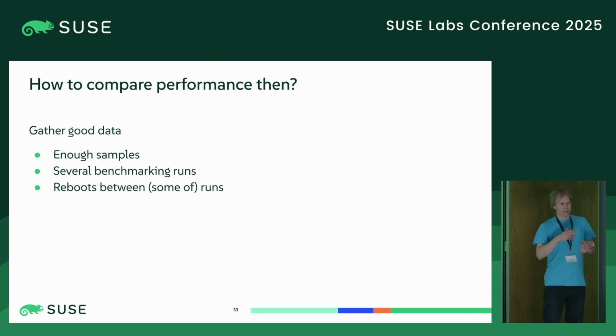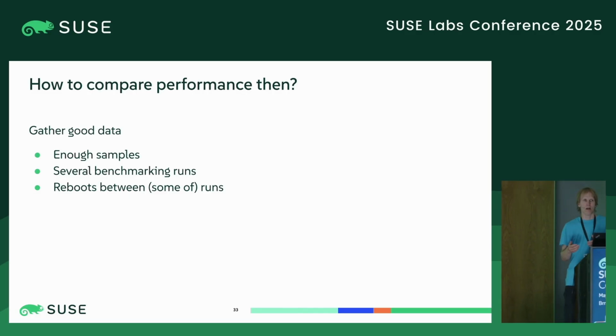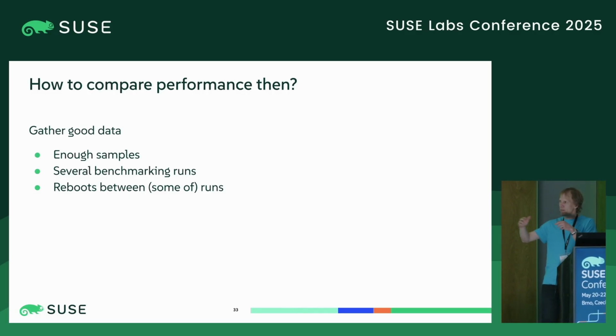And this even further reduces the amount of state that's carried over between the measurements. And so you get lower dependency between the samples you gather. And so it improves the estimate of the confidence you can have in the results. So gather enough samples, run the benchmark several times, like run the benchmarking binary several times, and ideally reboot between the runs.